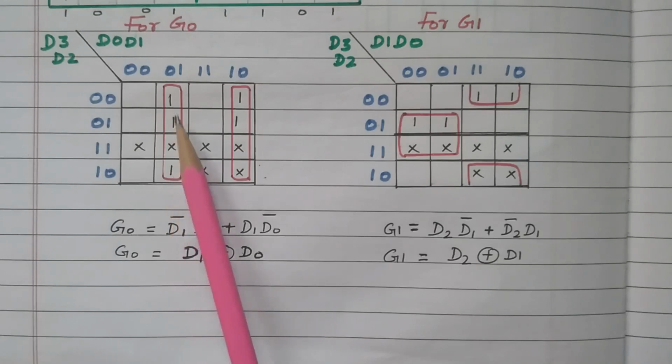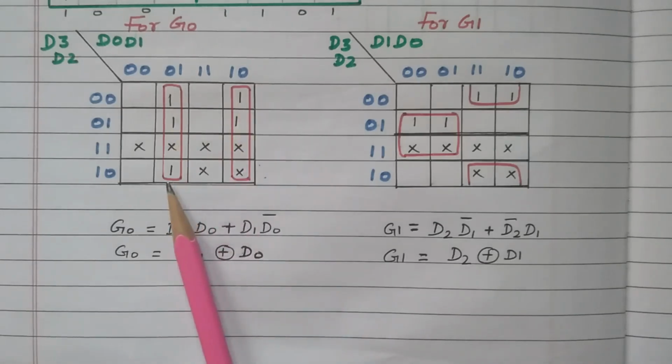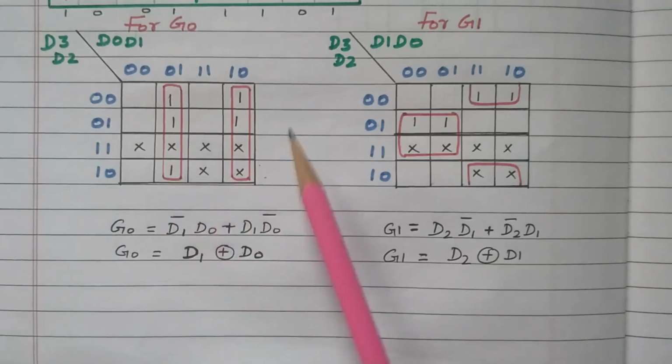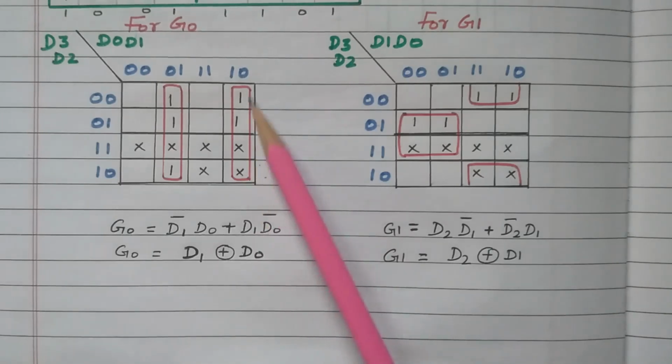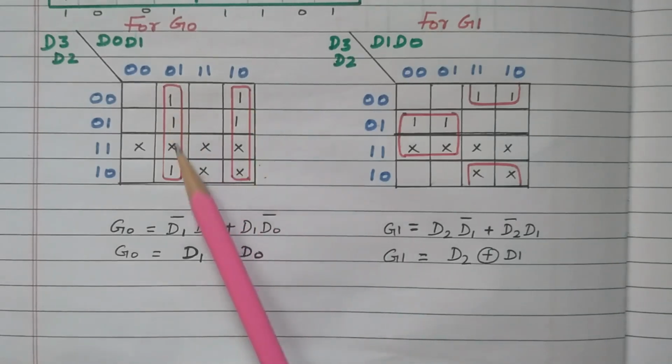So based on that, 1, 2, 3, 4, 5 ones are available. So these 3 ones along with the don't care condition is grouped together. These 2 ones along with these another 2 don't care conditions are grouped together. Right. First we'll see this grouping.